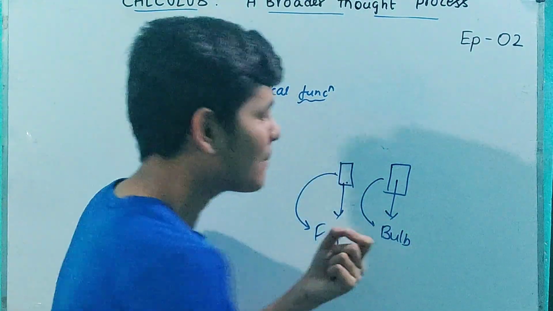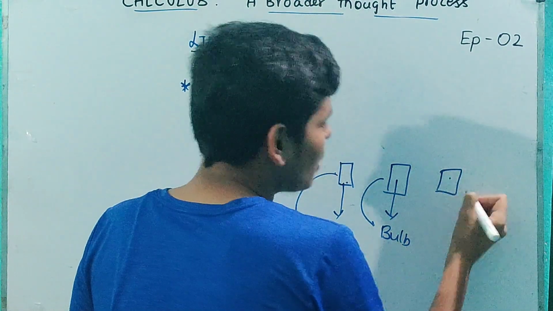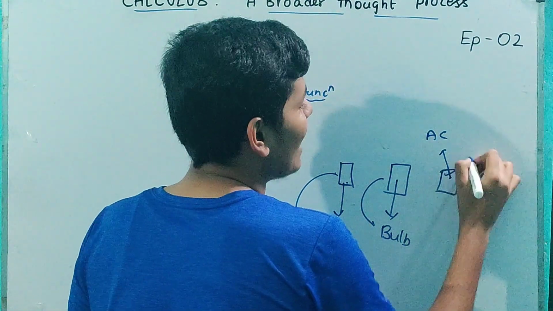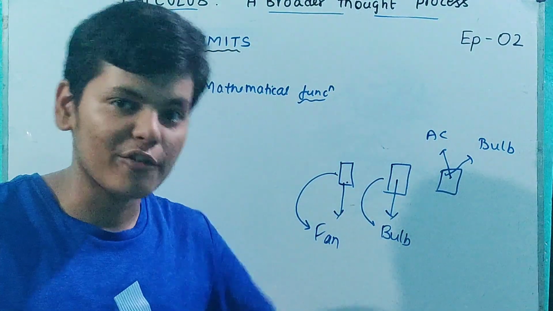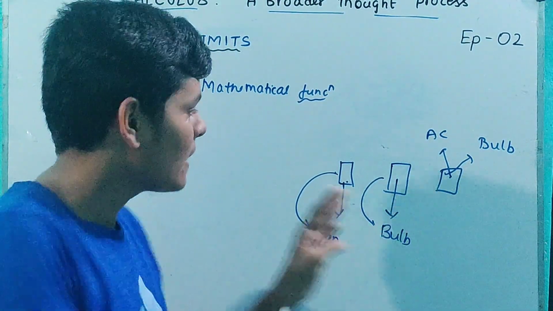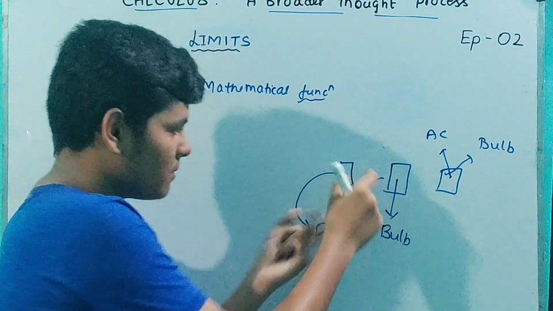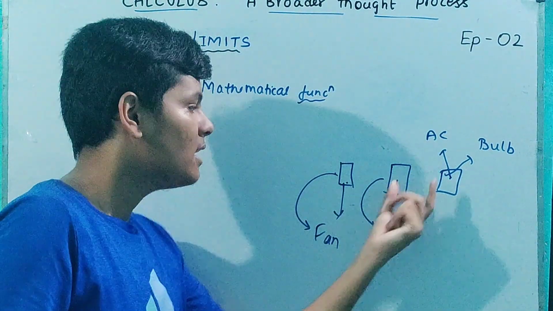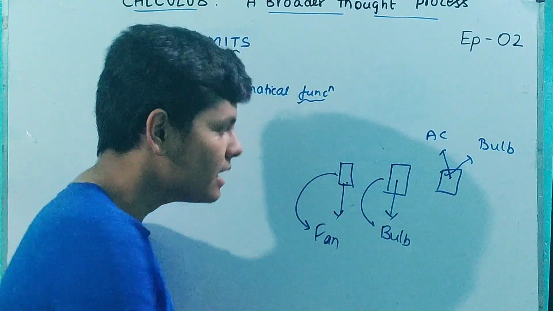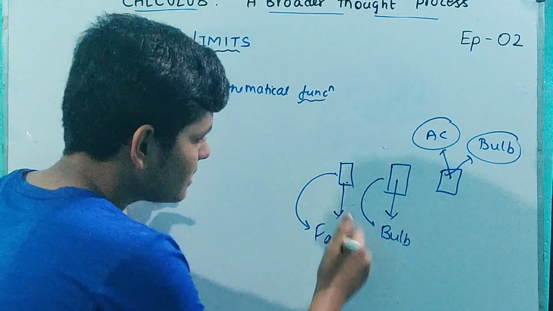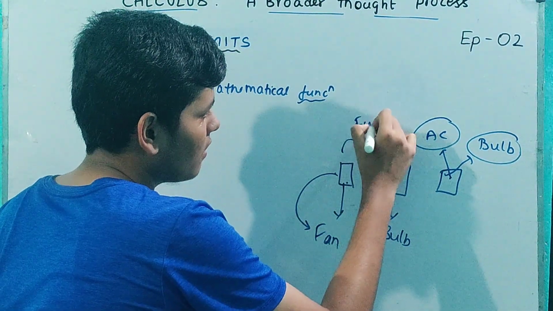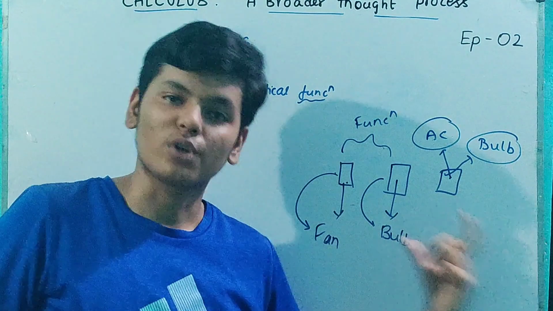Now if there is a certain type of switch which when turned on, turns on both the AC and the bulb, this is also a kind of mapping, but this is a relation. The switch is in relation with the fan, the switch is in relation with the bulb. Here the switch is in relation with both AC and bulb. Over here, these both are functions, but this is not a function.